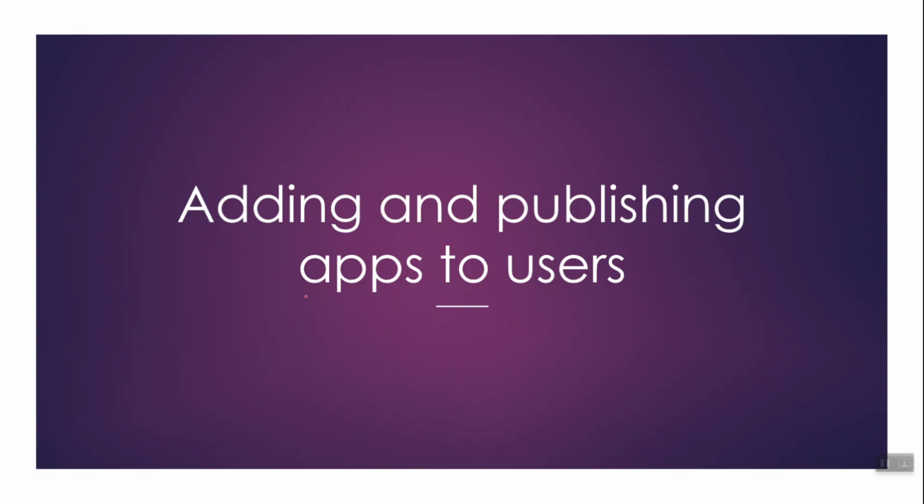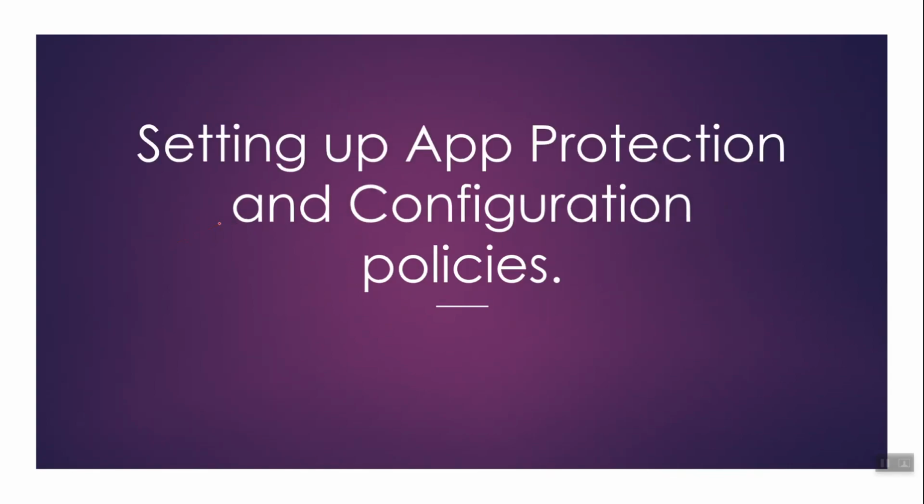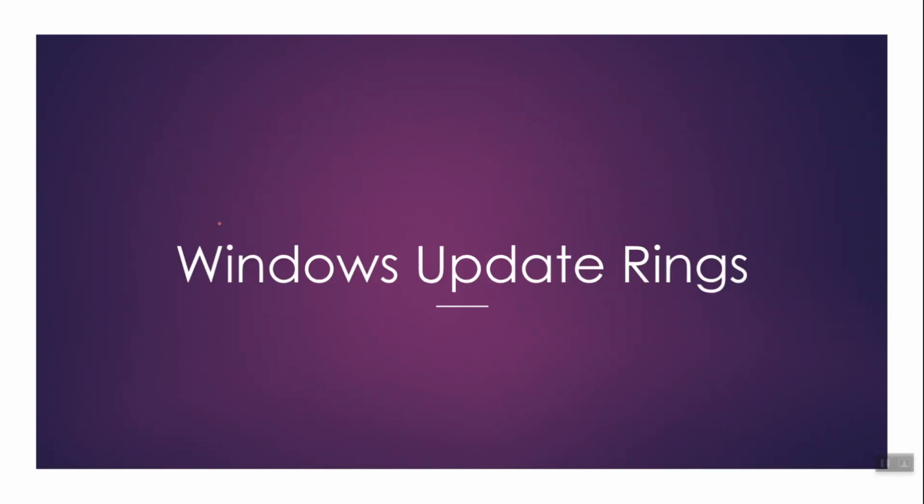Then we talked about how we can publish applications to users, may that be an LOB app, a store app, or a desktop app, how exactly to do that, which blade to go to, and how we can deploy the apps as available and required, and the differences between those through assignments. Then we talked about app protection policy and app configuration policy, how to deploy them, what the significance of deploying an app protection policy is, how it protects the data, and how it can help us protect against leakage of data from one app to the other.